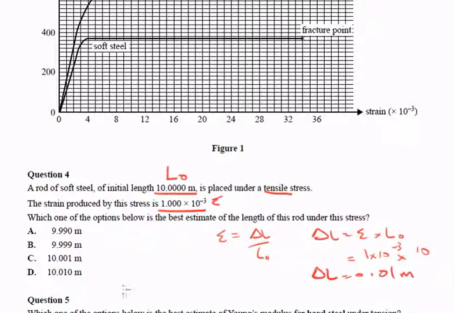So if we started off at 10 meters and it changed by 0.01 meters, it's under tensile stress. So did that get smaller or did it get bigger? If you're putting something under tension, it would have been stretched. So that's going to be added to it. So the new length we get is 10.01, which is D.